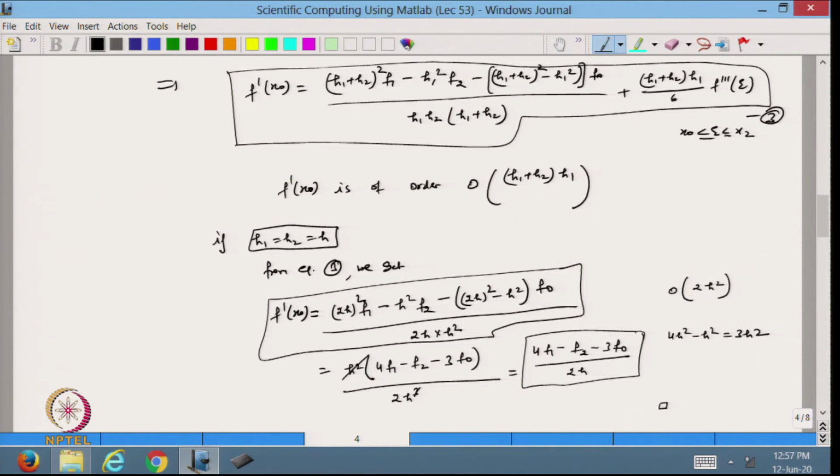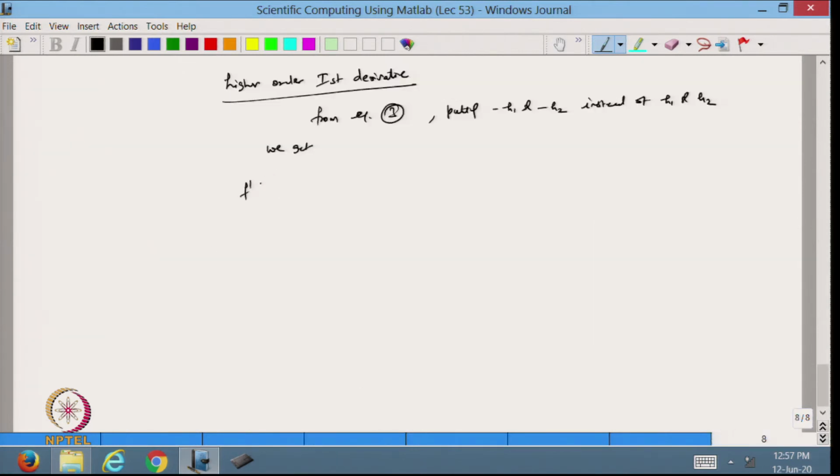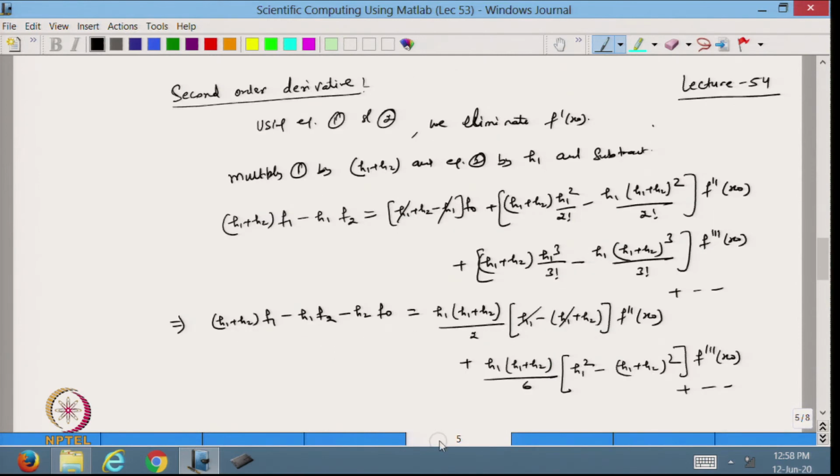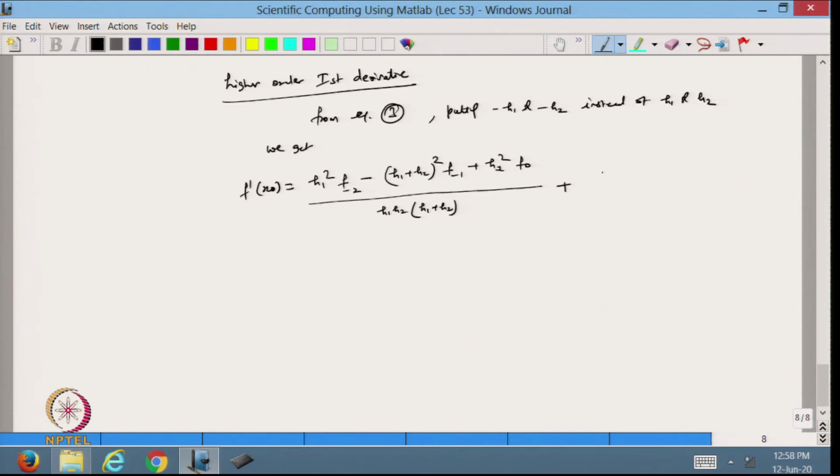So now if I just write that one, then our f dash at x naught can be written as h1 square f minus 2 minus h1 plus h2 square at f minus 1 plus h2 square at f naught divided by h1 h2 and h1 plus h2. Let us see, this is my h1 and this is my h2, plus the terms I can write h1 divided by 6. And this is xi.